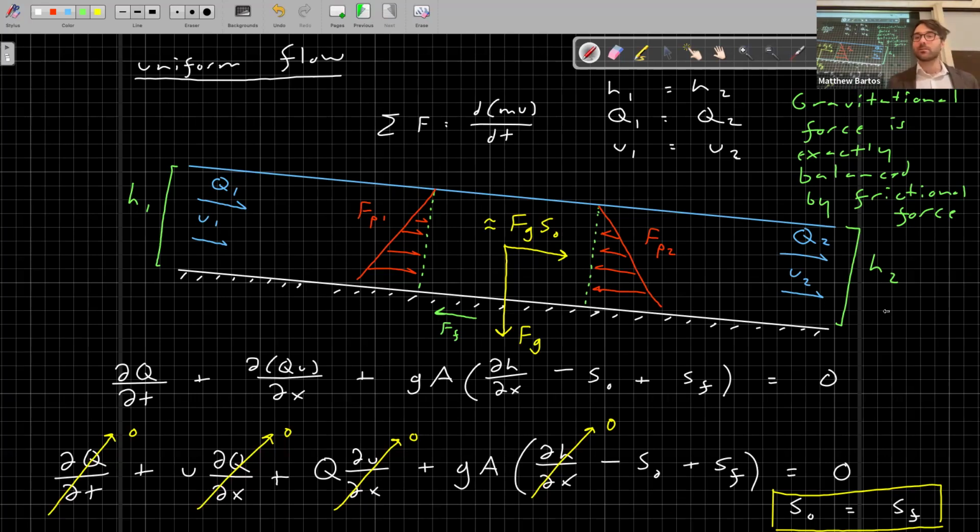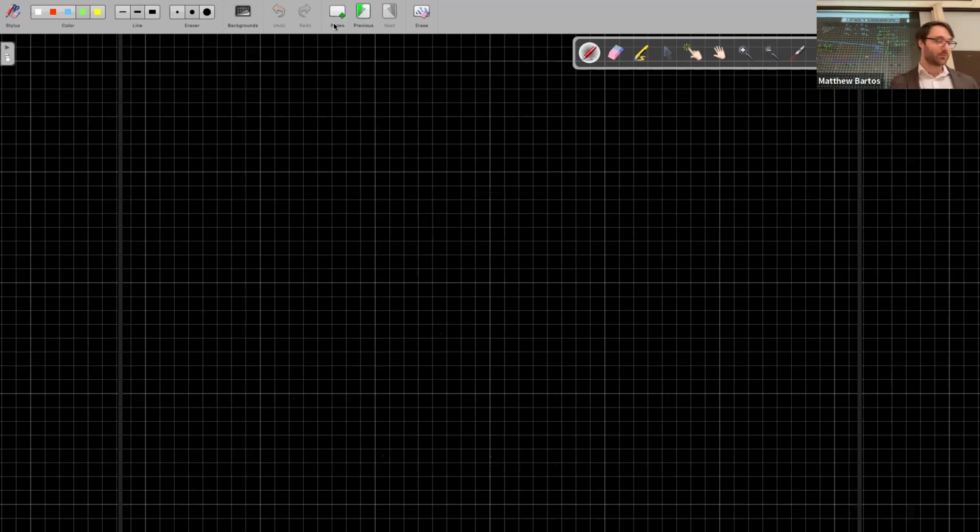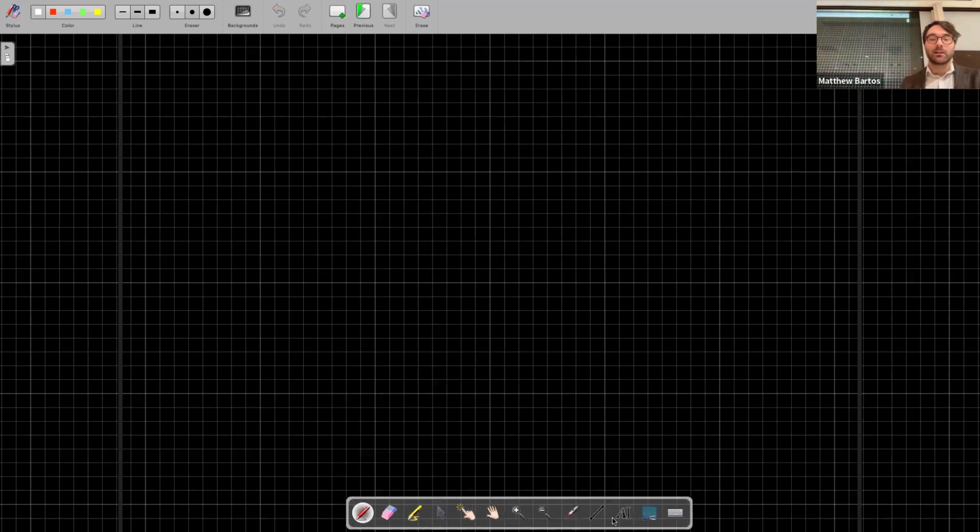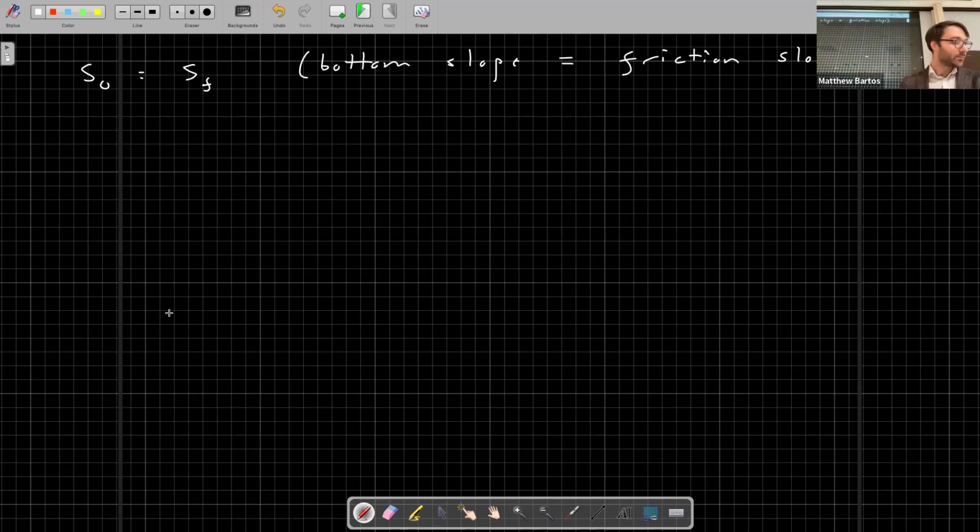So let's take a closer look at this formulation and see if we can derive an expression for working with uniform flow. We have our fundamental condition for uniform flow, given by S naught is equal to SF. In other words, the bottom slope is equal to the friction slope. So remember that, keep that in mind. And from previously in class, we also have another expression for the friction slope.